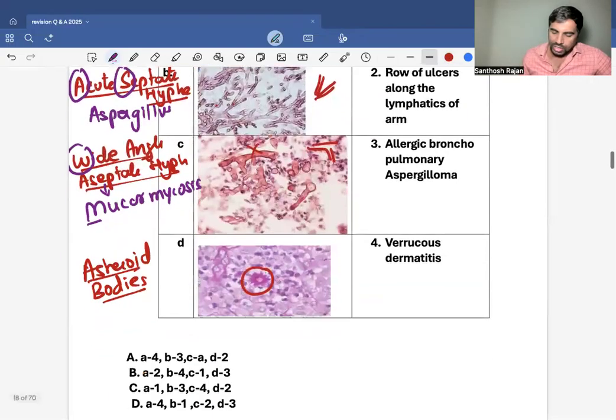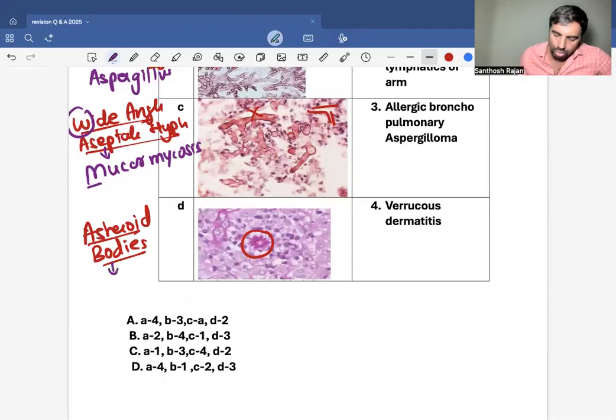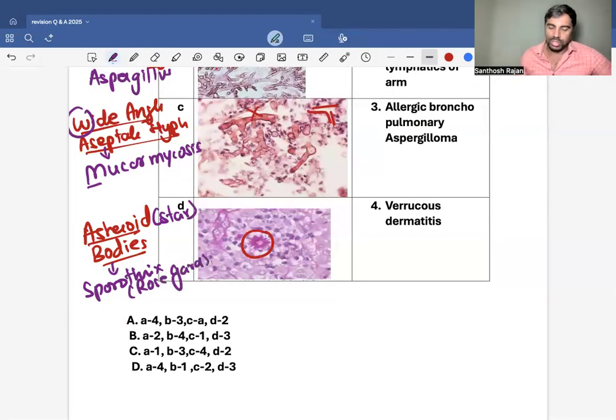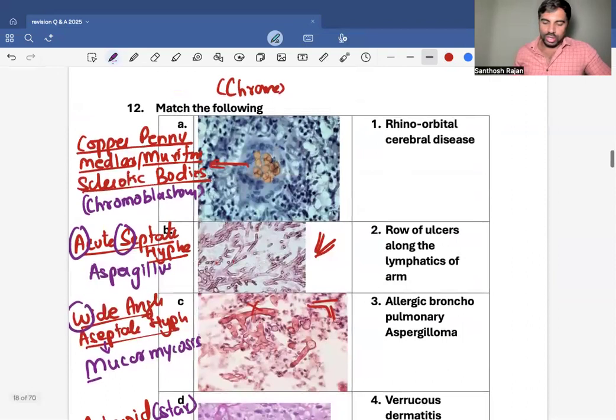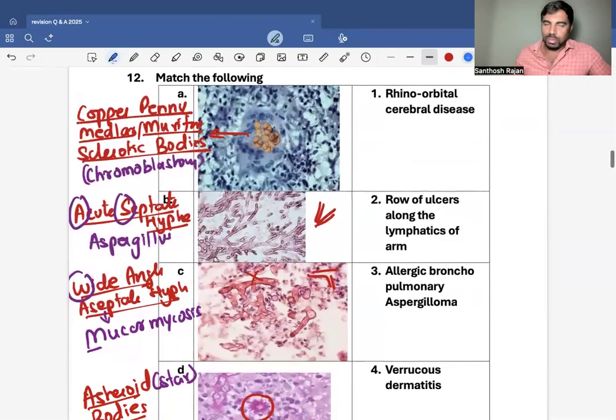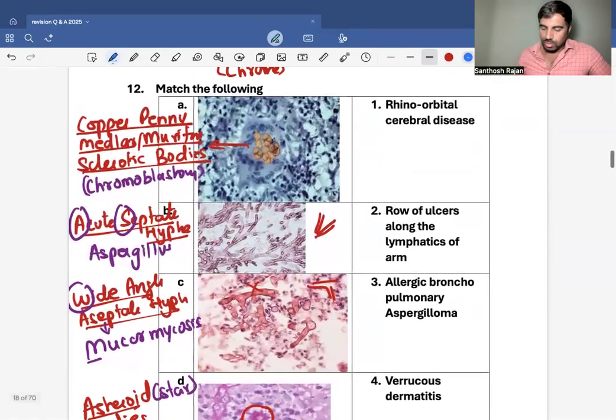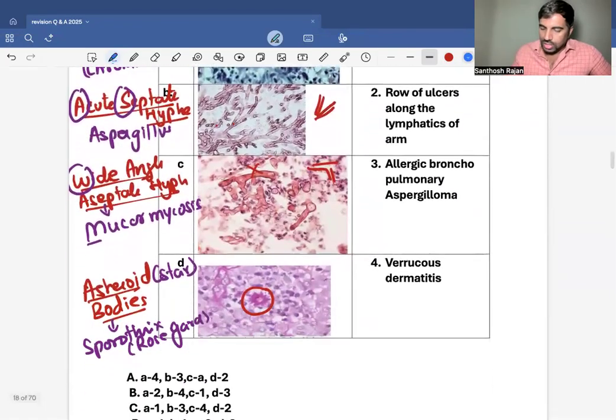Asteroid body is a star. Who watches stars at night? Rose gardener. Gardener means Sporothrix. Sporotrichosis, this is Rose gardener's disease. Now the organism is fine. What is the disease it causes? So chromoblastomycosis, if it comes in the farmer, causes a wart-like lesion. So this is basically what you call verrucous dermatitis, or the warts.